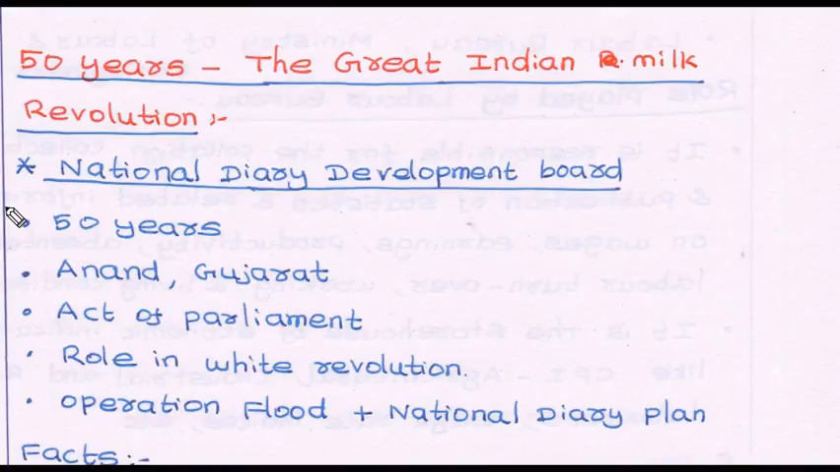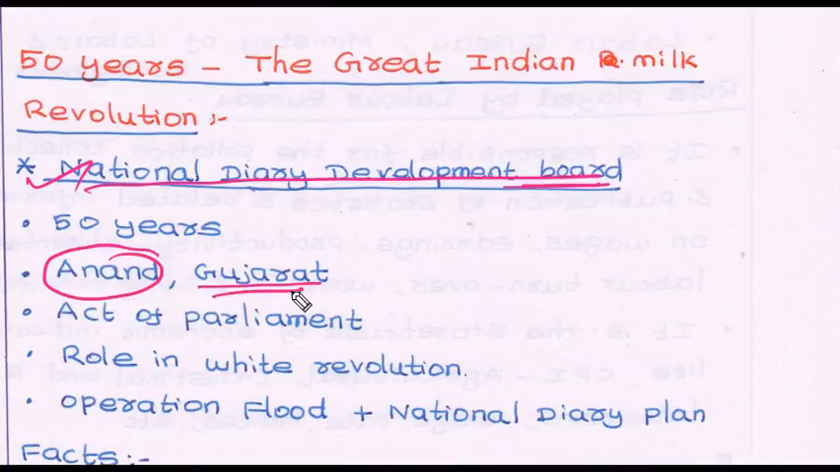Crores of Indian children came out of malnourishment because of this famous scientist. Now milk is available at a relatively affordable cost thanks to the White Revolution, and the White Revolution is going to complete 50 years. The National Dairy Development Board started 50 years ago and is located in Anand, in Gujarat.